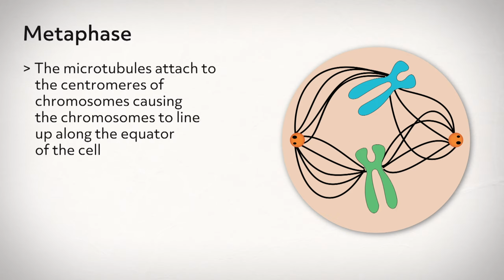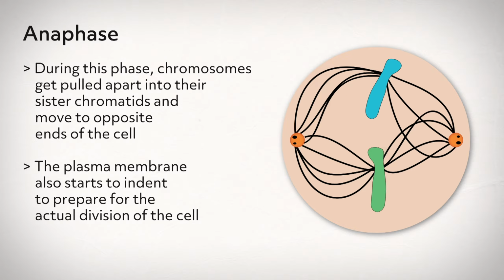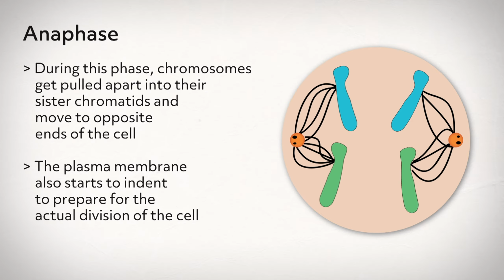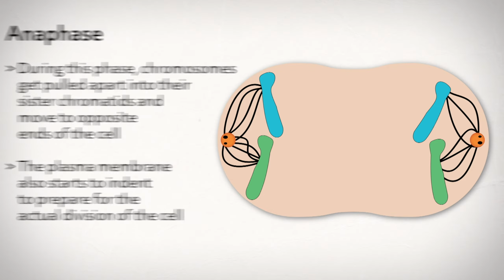Now the cell is ready to enter anaphase. During this phase, chromosomes get pulled apart into their sister chromatids and move to opposite ends of the cell. The plasma membrane also starts to indent to prepare for the actual division of the cell. As a side note, we can now refer to these individual sister chromatids as independent chromosomes. Don't worry about this too much, but just be aware of the terminology here.